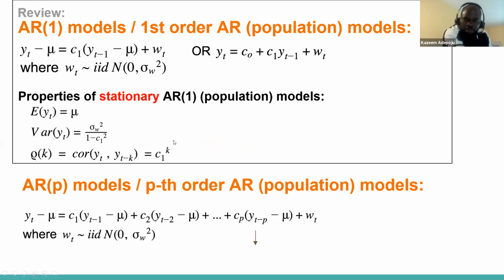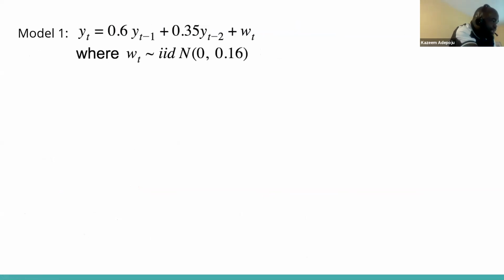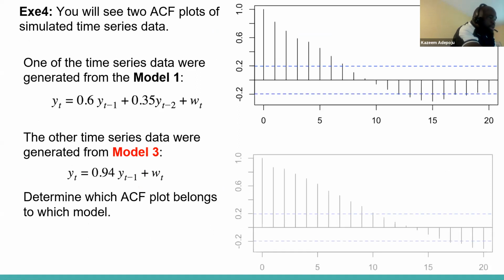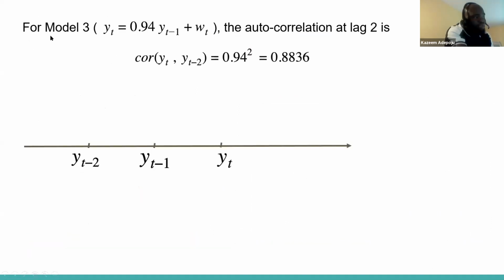It is C1 raised to power K. So for AR1, you can determine the autocorrelation at any lag K. All I need to do is raise C1 to the order of the lag that I'm talking about. Given model 3, if I want to get the autocorrelation at lag 2, I just square that, and that autocorrelation is equal to this.